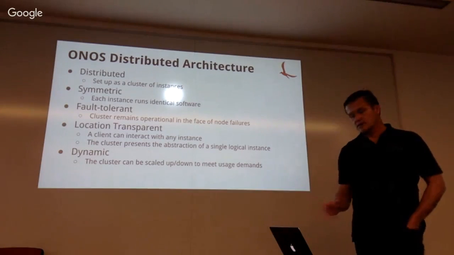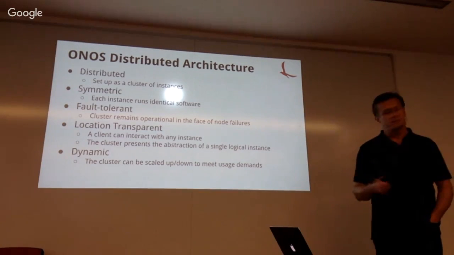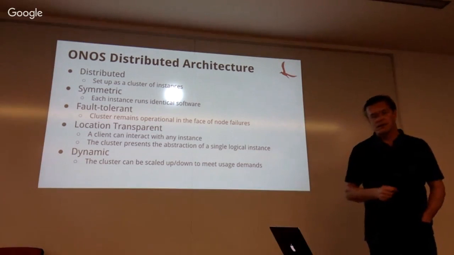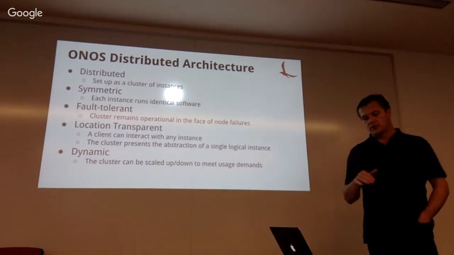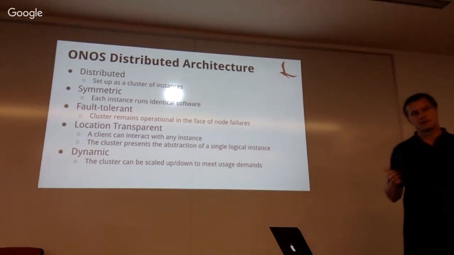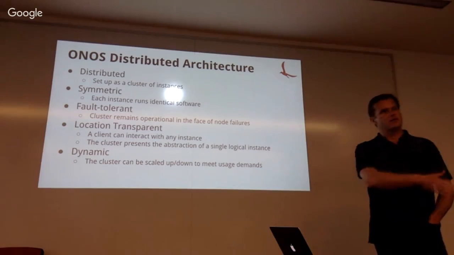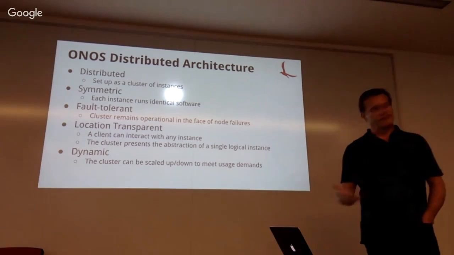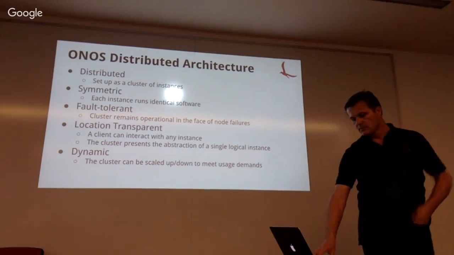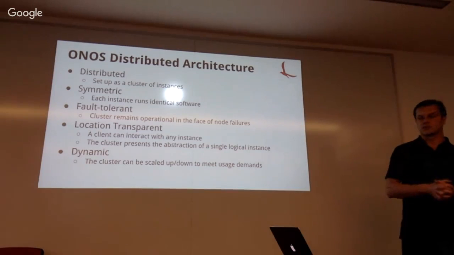Just to summarize, the ONOS platform architecture is distributed. It's a cluster of instances, symmetric, where all the nodes are the same. That doesn't mean they have to process the same information, but they are equipped to process the same information. It's fault tolerant in the sense that the cluster can remain operational in the face of failures. It's locationally transparent, where you can execute logic here as you can anywhere, and it doesn't really matter. Of course, performance could be affected, but that should be transparent. And it's dynamic in the sense that you can adjust the size of the cluster at runtime to account for changing environments.